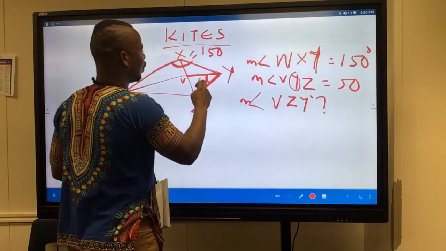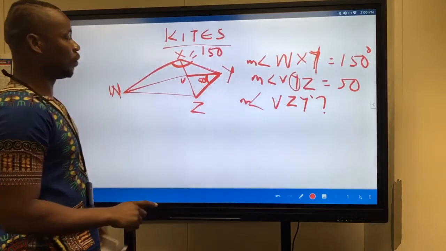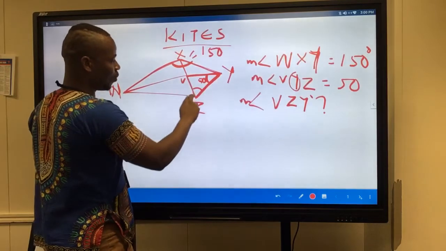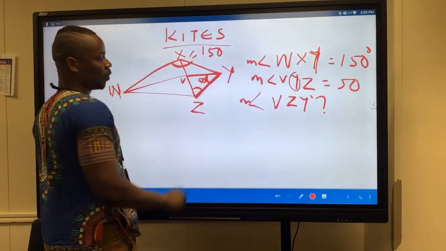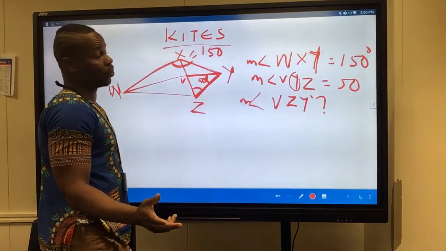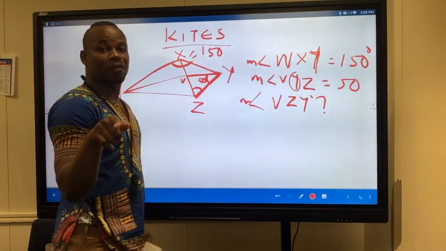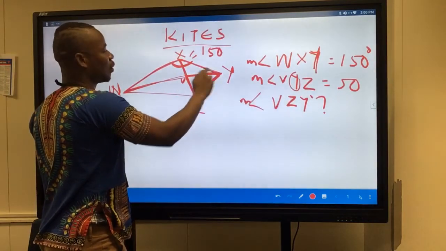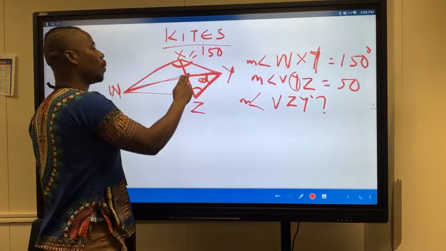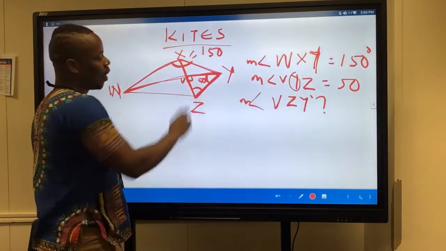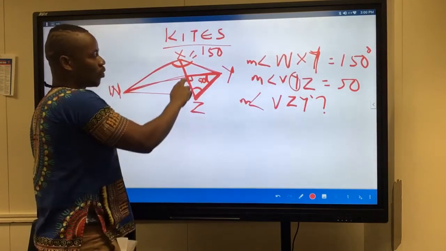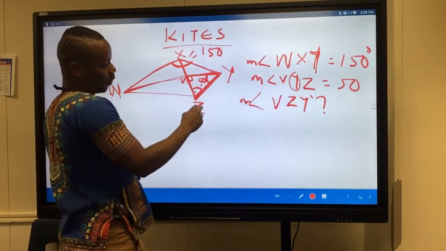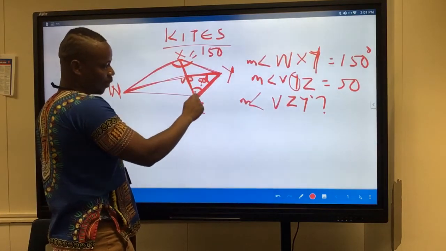So now, if this is 50, what will be the angle over here? Because they want the angle at V, Z, and Y. What will this angle be? We don't know. That's what we want to find. However, according to the first video, if you watched carefully, I told you that if these two diagonals bisect each other, they form a perpendicular. So the angle over here is 90. So if this is already 90 and this is 50, the rest will be 40.